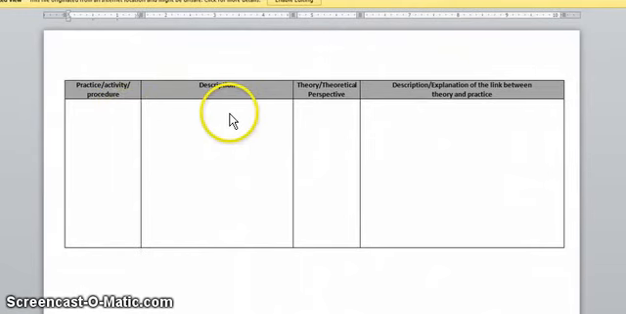You will describe what that practice is, what it looks like in the program. You'll identify the theory or theoretical perspective that you think underlies that practice, activity, or procedure. And then you will describe why you think this activity is based on this theory. So you're going to describe here the link between theory and practice.